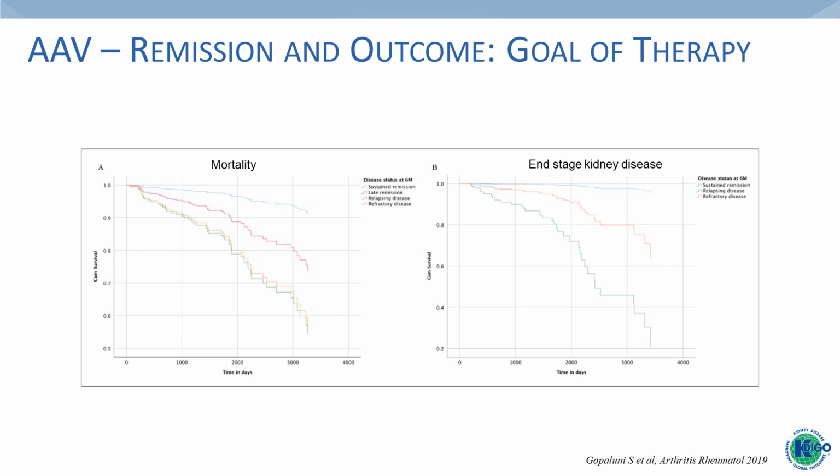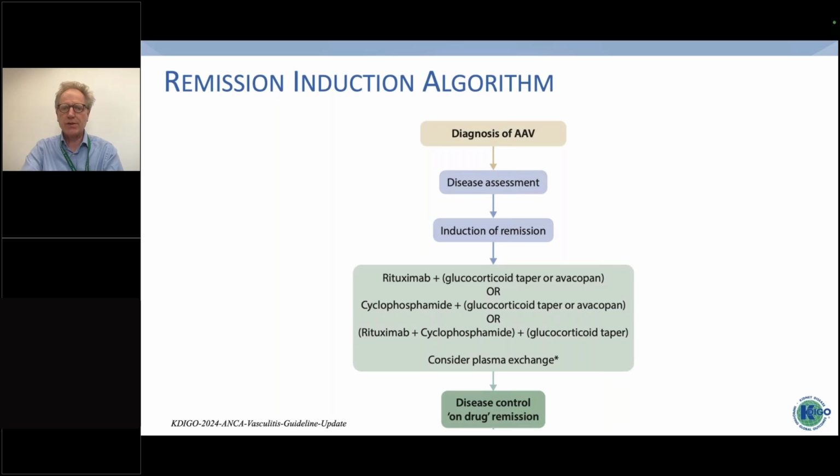Concerning management, once you've established a diagnosis, the initial goal is to obtain remission. Again, this is data from the European trials showing the impact on mortality and on end-stage kidney disease of obtaining remission at 3 months, which is the blue line here, as opposed to 6 months or not obtaining remission at all. So clearly, it's very important to try to get your patients into remission within 3 months. How do you do that?